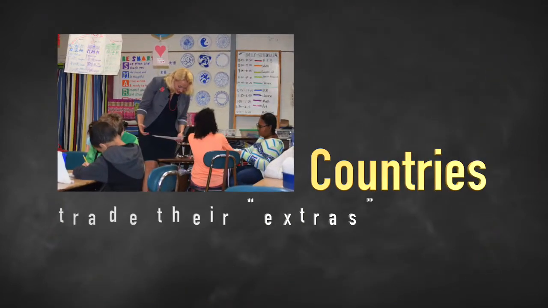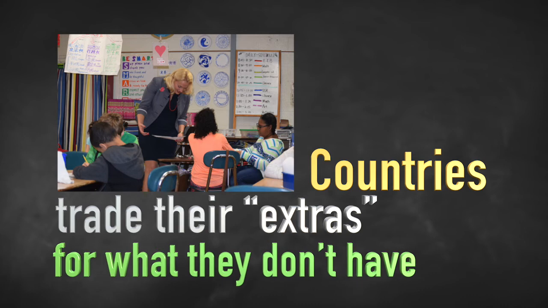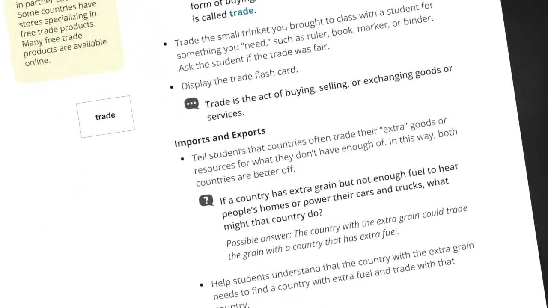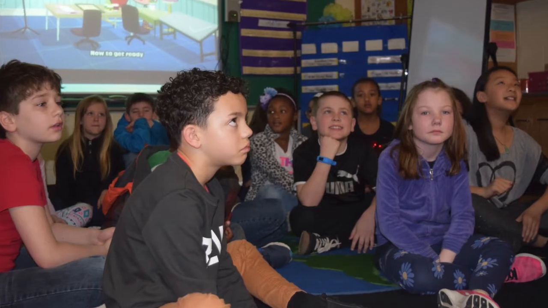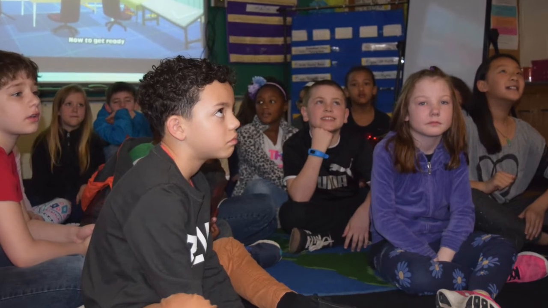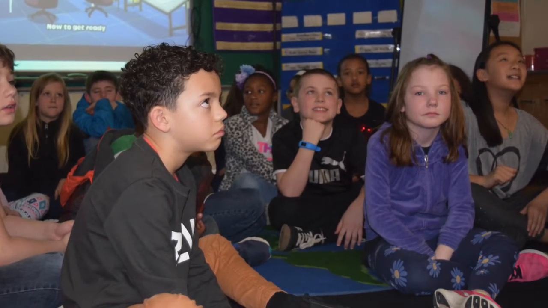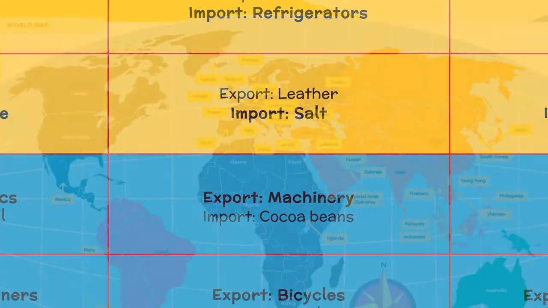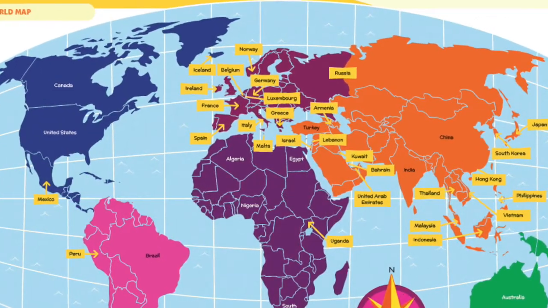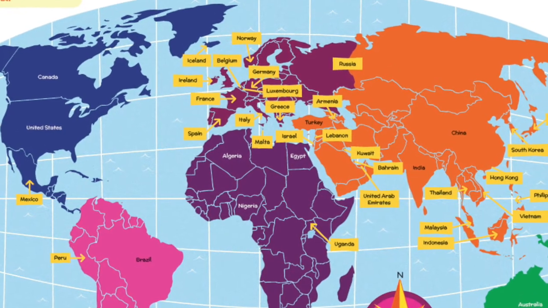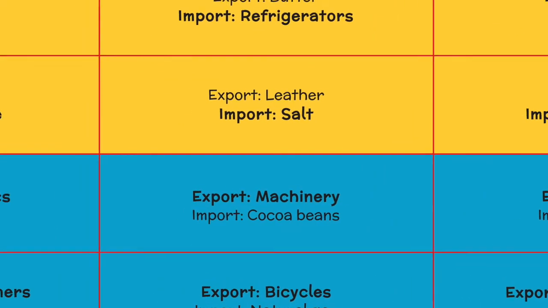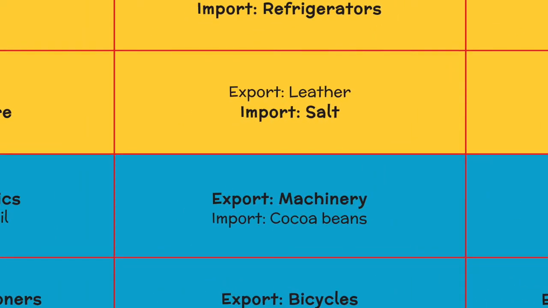Tell students that countries often trade their extras for what they don't have enough of. Follow the talking points in your guide to lead a discussion and define imports and exports. Next, tell students that together they'll complete an activity to see how countries connect through trade. Hand each student 1 export and 1 import card and have them find the country listed on their copy of the world map. Remind them that the yellow card shows what they need to import and the blue card shows what they have to export.